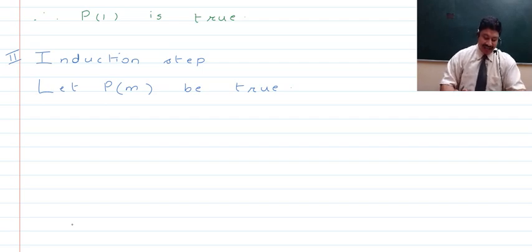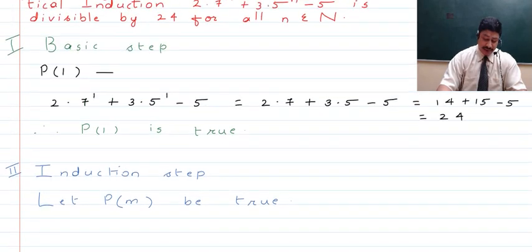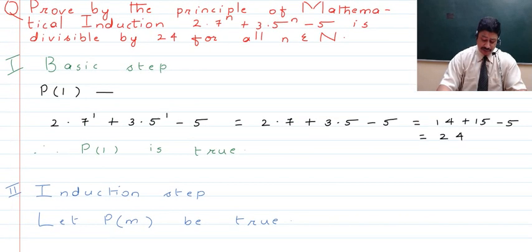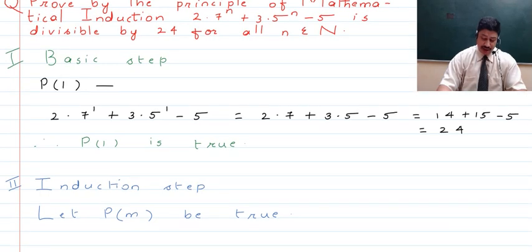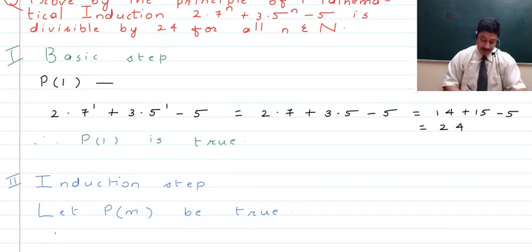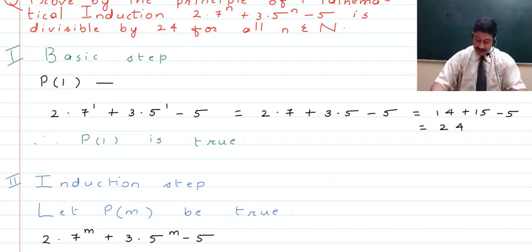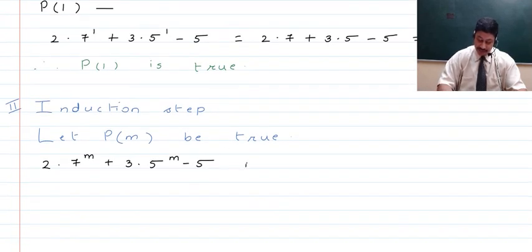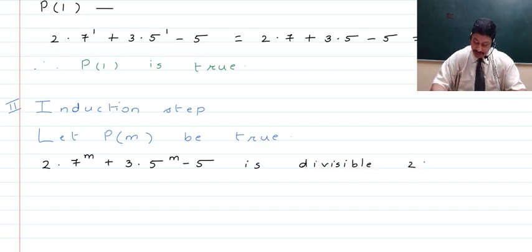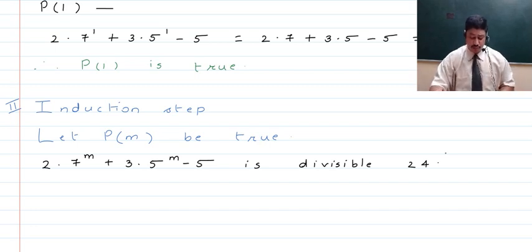So let's go ahead and do this step. Here in this case, you know that Pm is that statement which has to be a multiple of 24, right? So we will now write this, that is, we have here 2 times of 7 raised to the power m plus 3 times of 5 raised to the power m minus 5, and you will say is divisible by 24, right? And obviously this is by assumption, so you don't have to prove this, right?